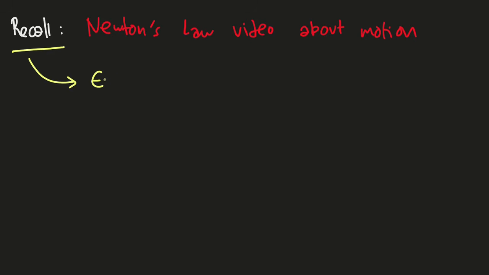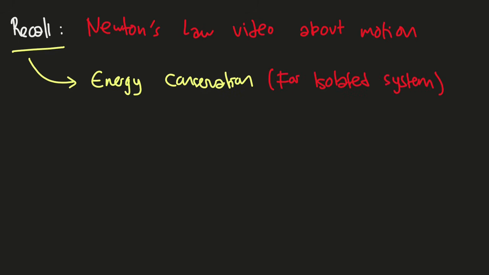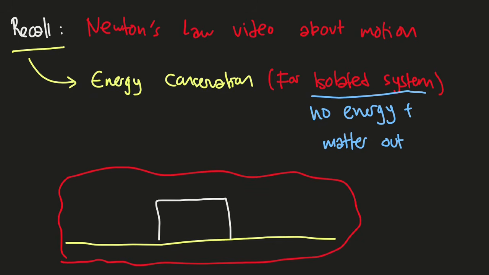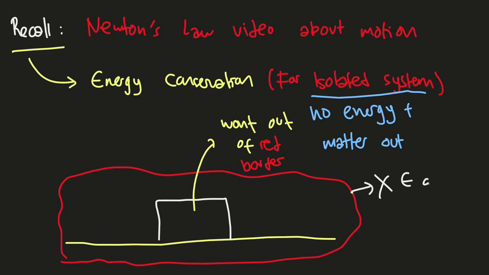Okay, then let's recall the Newton's law video about motion. In that video, of course my old videos, we discovered energy conservation, but for an isolated system, where no energy or matter goes out, as in this illustration. We have an object in white, the floor in yellow, and the boundary of the system in red. Here, the white object goes out of the red border and the energy goes out.